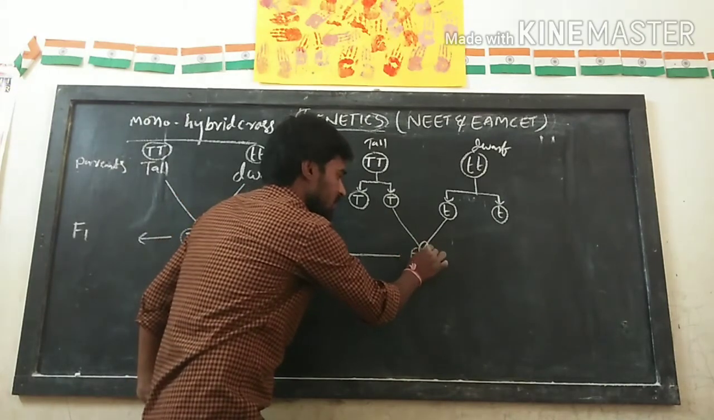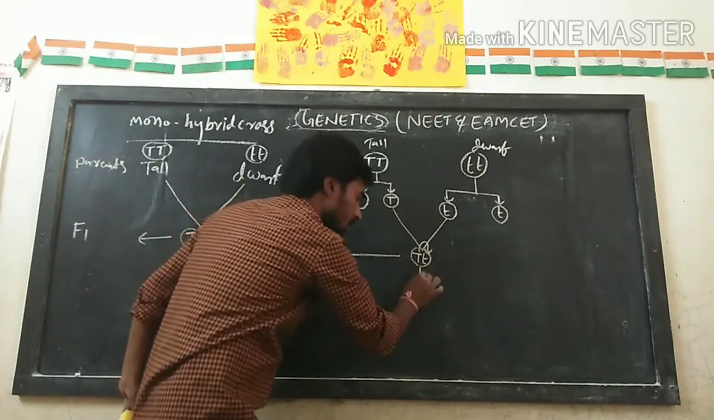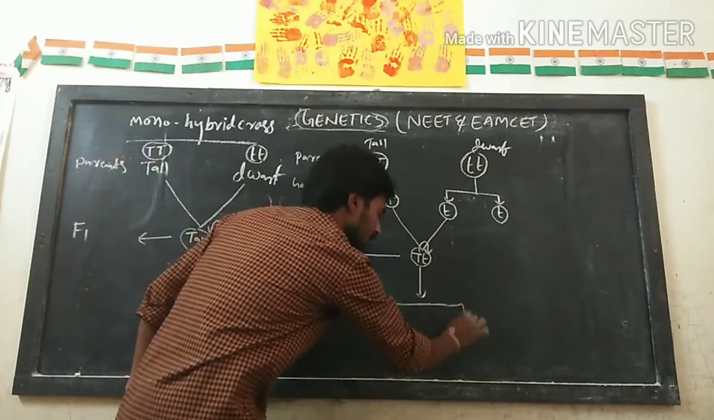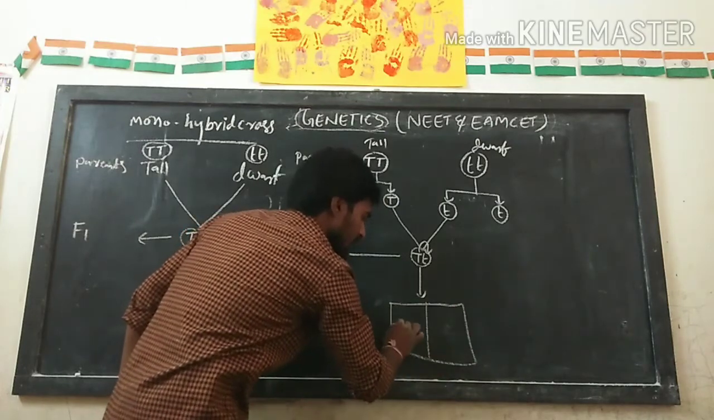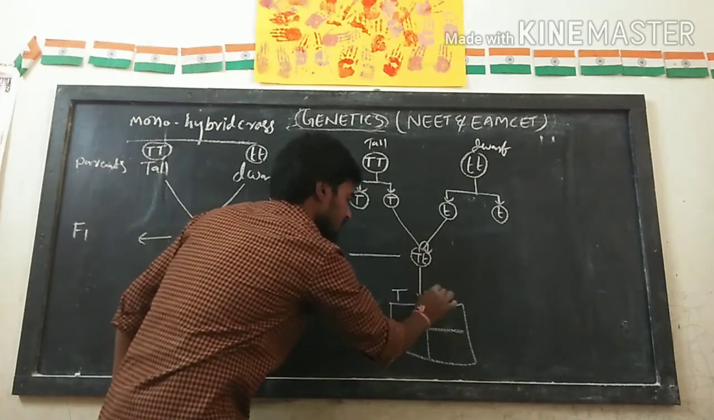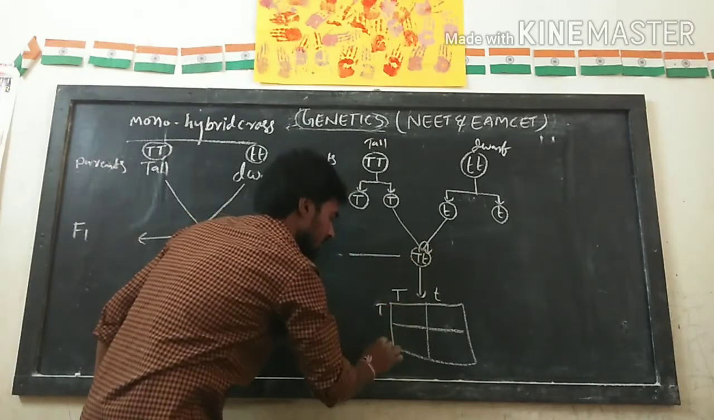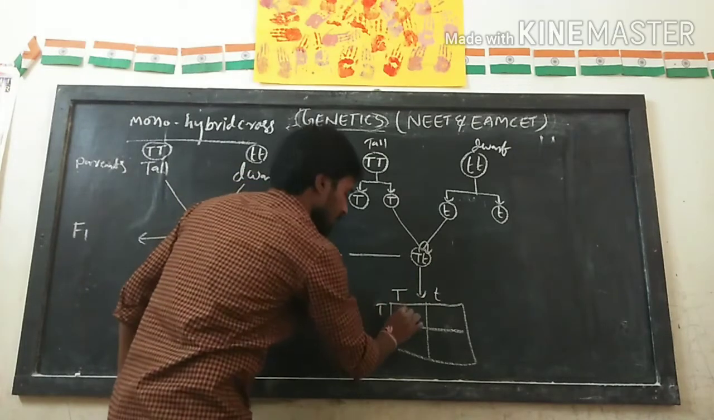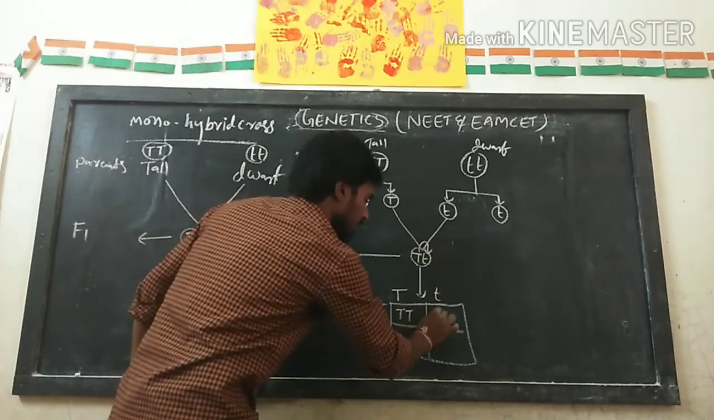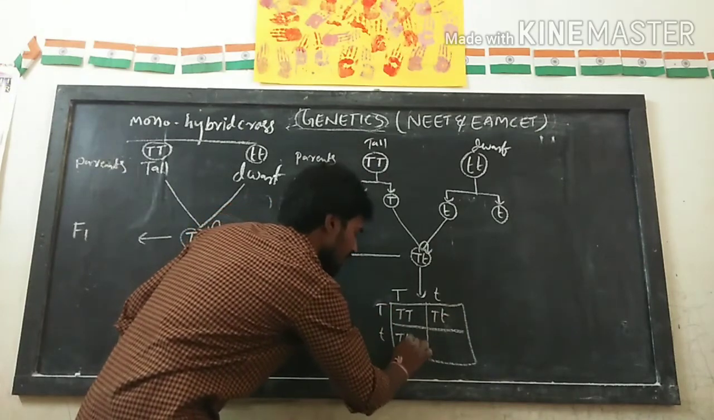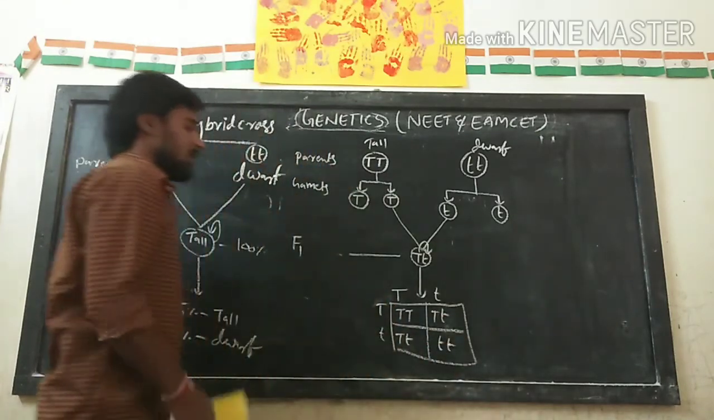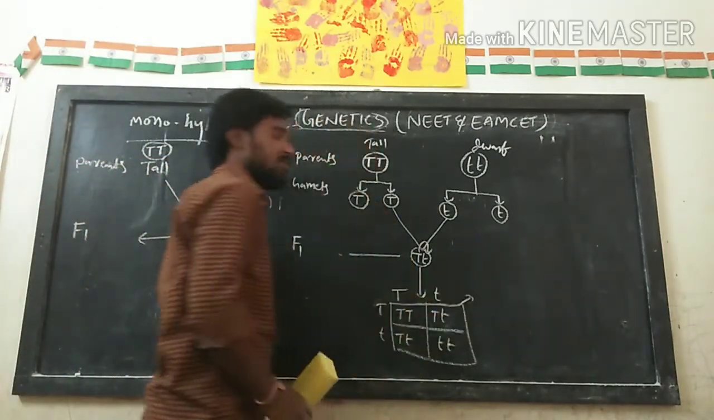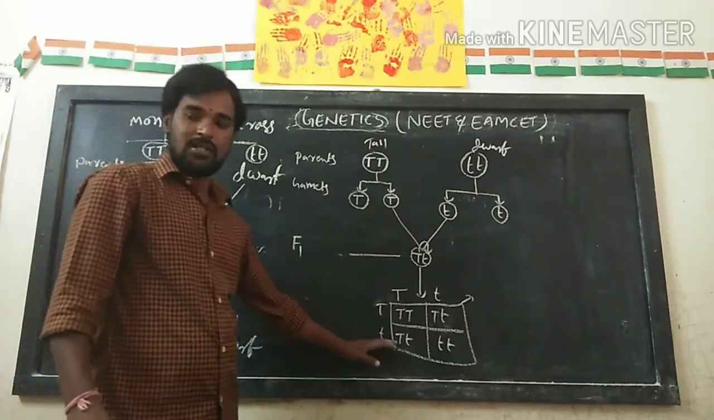Now this F1 generation plant is self-pollinated. In the F2 generation, if you observe the Punnett square, capital T, small t, because it is self-pollinated, the same appears horizontally and vertically. So capital T, small t, capital T, small t. If you fill these boxes: capital T capital T, capital T small t, capital T small t, small t small t. This square is also called the Punnett square, first observed by Punnett, that is why it is called the Punnett square.